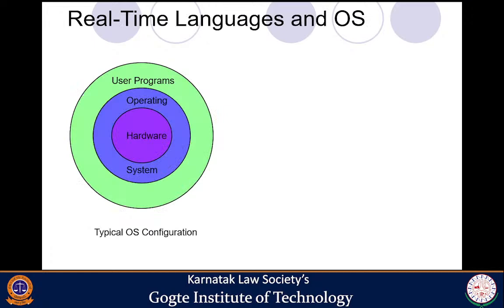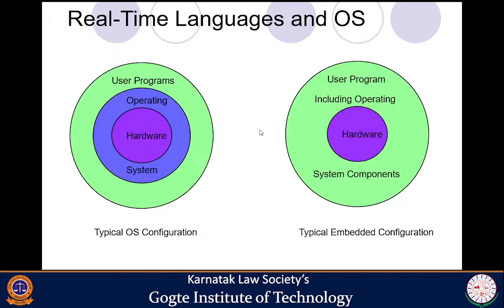Then real-time languages and OS. So the typical OS configuration is this. You can see the user programs, then there is an operating system and hardware. Whereas for the embedded configuration, your user programs, including operating system components, form a single layer and then there is the hardware. So you have software which is controlling the hardware.